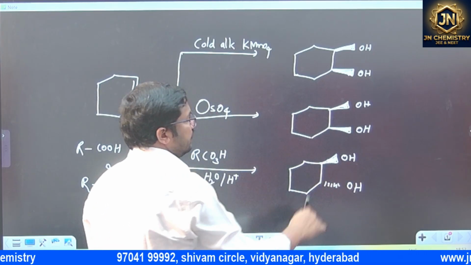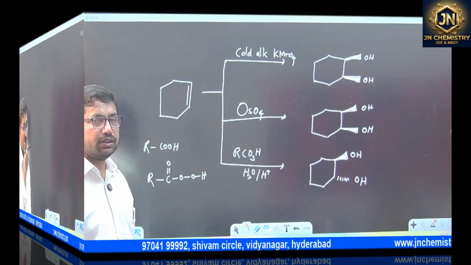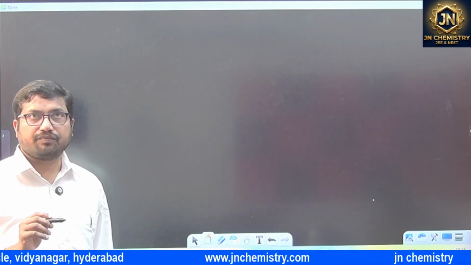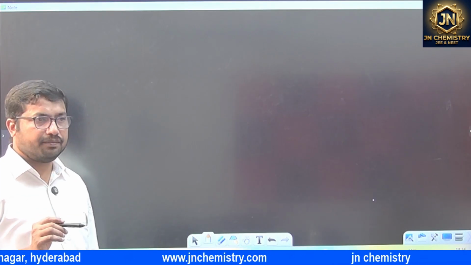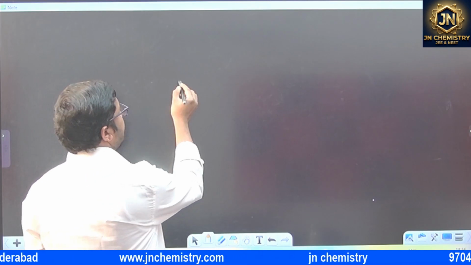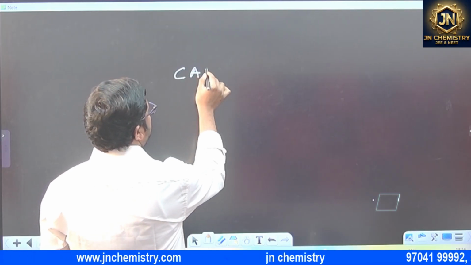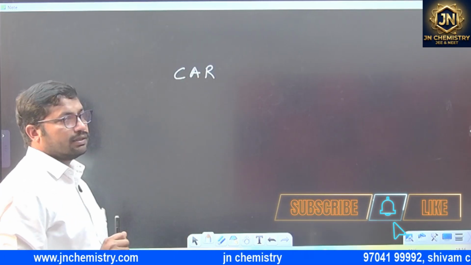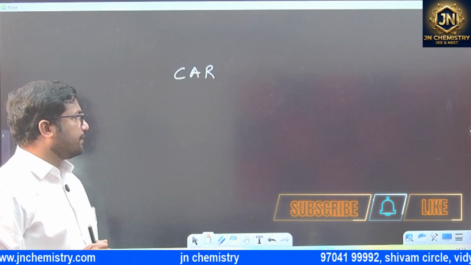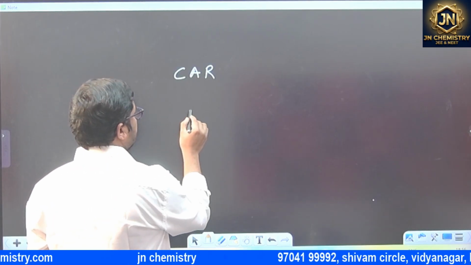Just write down these three hydroxylations. I already told you which one, CAR. What is CAR? This anti-addition will get racemic mixture. For example, write the products.